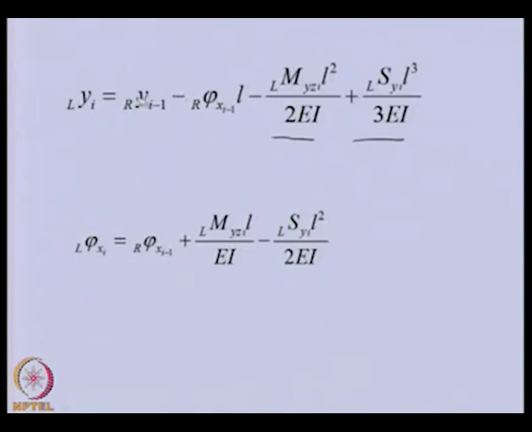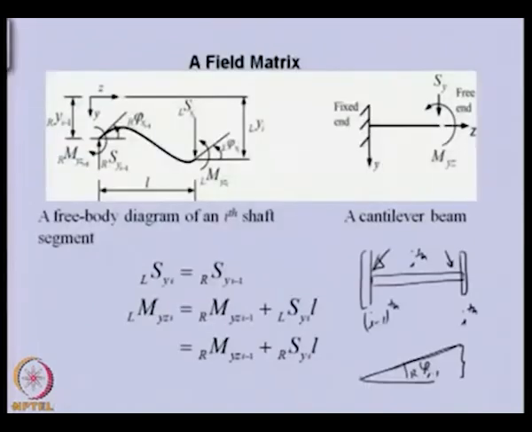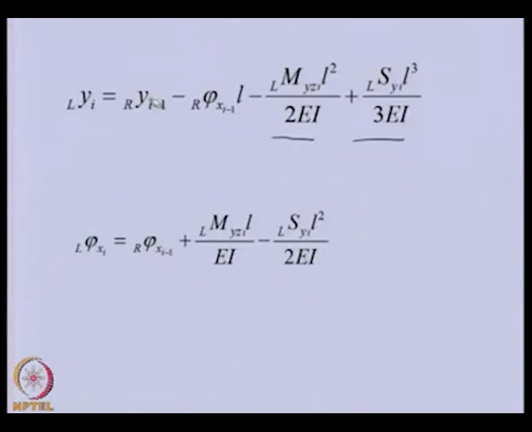So you can see that the total displacement of the left of ith disk is the summation of 4 components. One is the linear displacement of the right side of the I minus 1 disk, then the angular displacement of the right of I minus 1 disk, bending moment, and shear force. So 4 components are there.